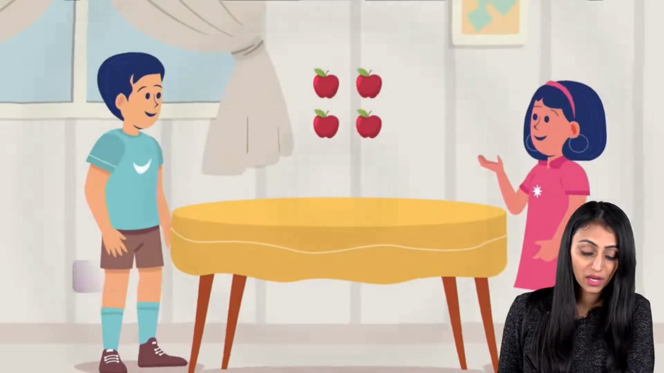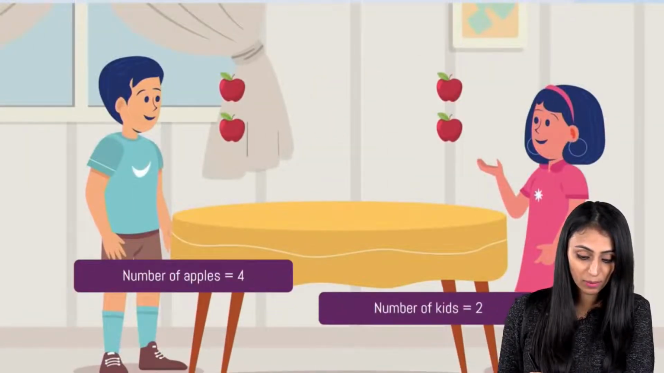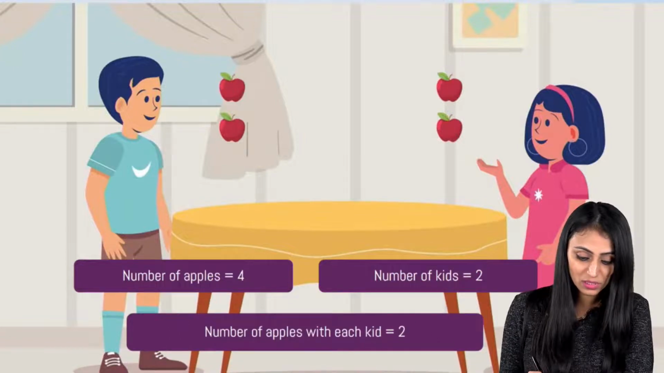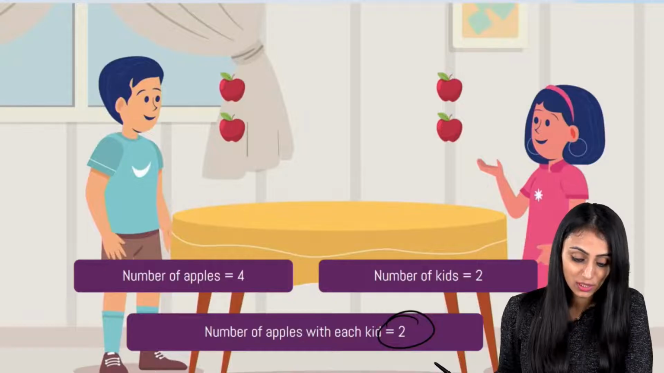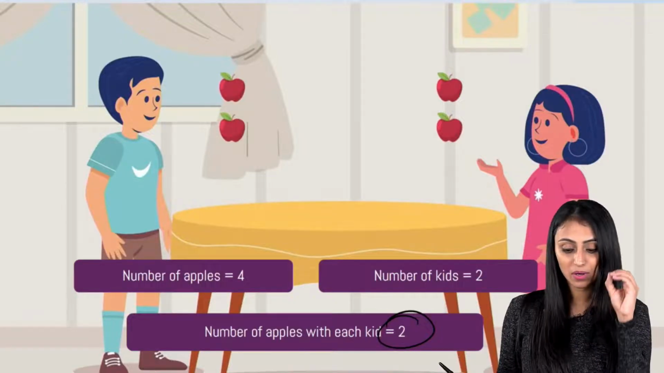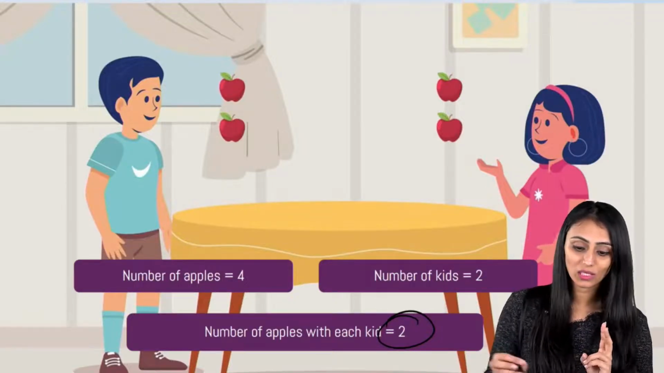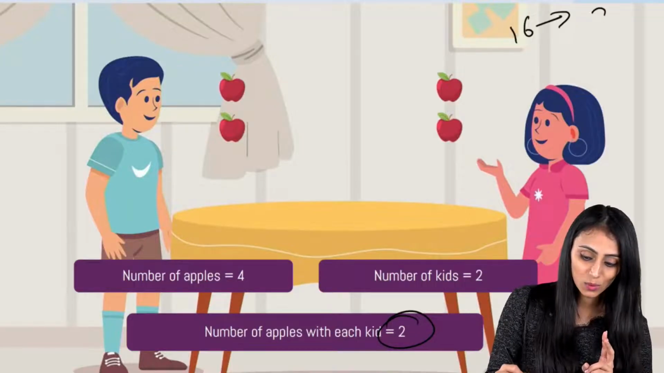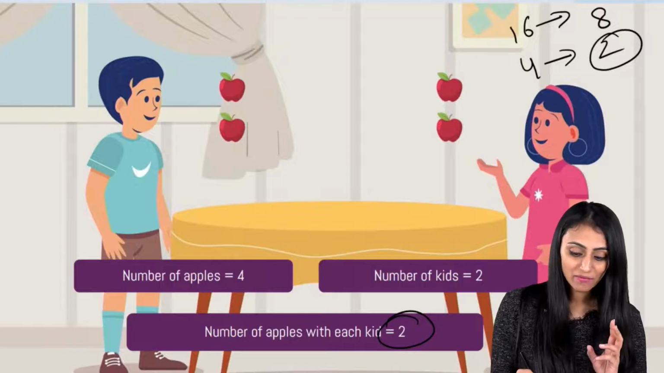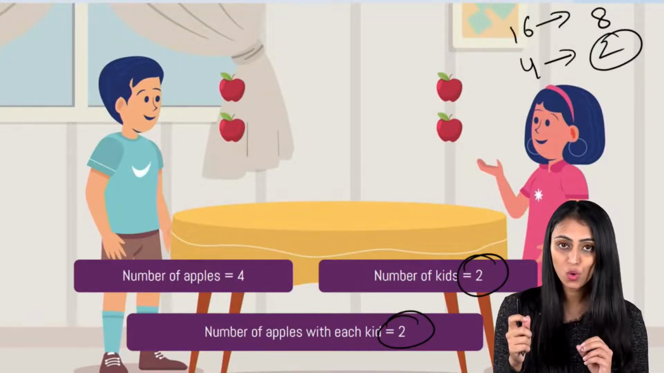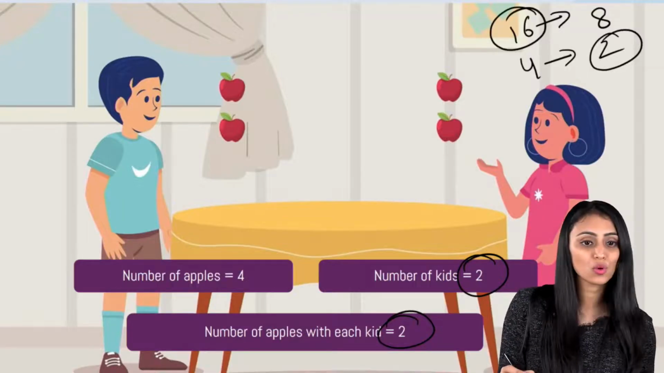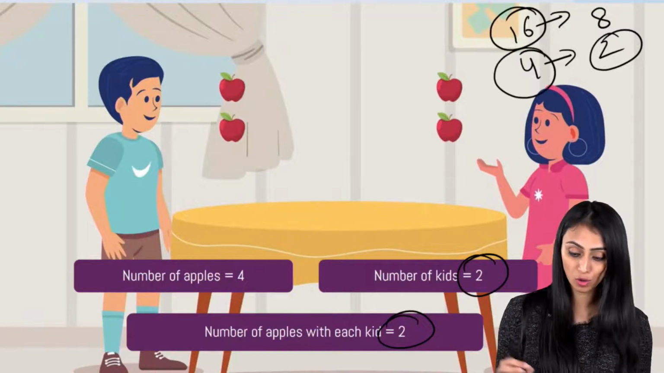Now what if there are 4 apples that have to be distributed between them? In that case, the number of apples is 4 and the kids are 2, so the number of apples with each kid is going to be 2. The kids were 2 in both cases. When there were 16 apples, each kid got 8. When there were 4 apples, each kid got 2. So every time it was divided between 2 kids. This 2 is dividing 16 also, and this 2 is dividing 4 also.